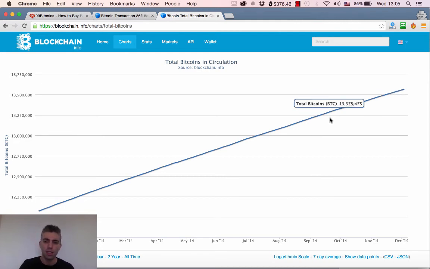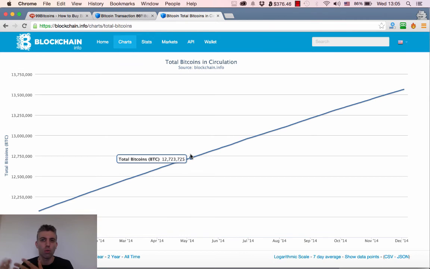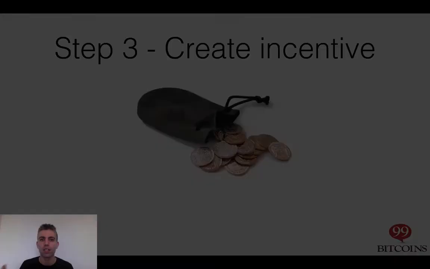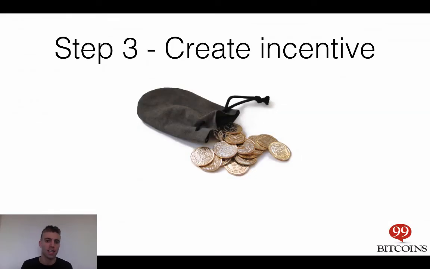As you can see, they're generated linearly. As time passes, each time a miner does his work, enforces the rules, and makes sure that everybody's playing by the rules and no one's scamming the system, they get some sort of bounty. And that's how new Bitcoins are generated. That's why they are called miners, because they mine Bitcoins from the system. It's the same as mining gold, because gold is scarce, and Bitcoin is also scarce because it has a limited supply.